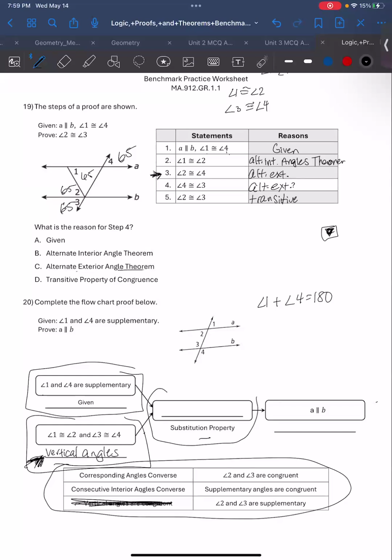So now, and you're right, Violet, you're kind of making that connection. These converses and the supplementary angles are congruent are actually reasons. They're not statements being made. Statements being made are directly about the actual image we're looking at, the actual thing we're trying to prove. And the reason is the why.